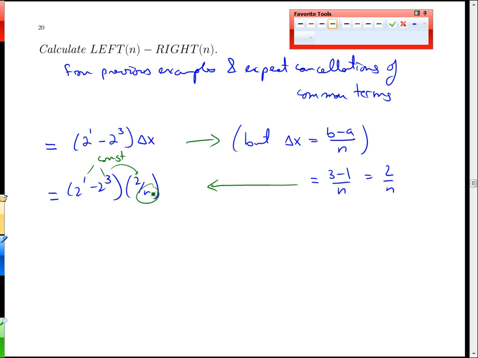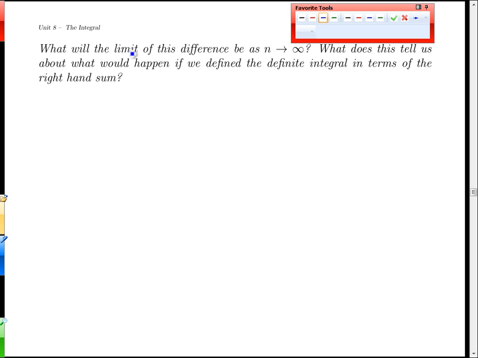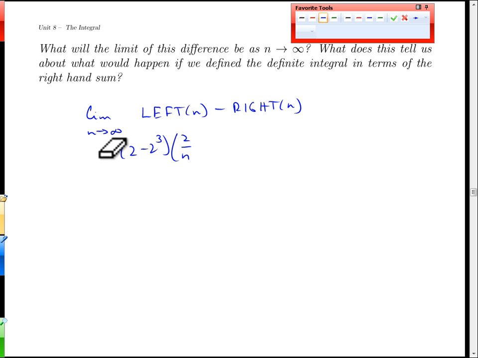And so if we ask our final question here, what happens if we take the limit as n goes to infinity? Well, the limit as n goes to infinity of left of n intervals minus right of n intervals is going to equal 2 minus 2 cubed times 2 over n. Whoops, we need that limit out front. Keep it around. And pretty clearly, this is the only thing that's moving, and it's in the denominator. So that limit is going to equal 0.